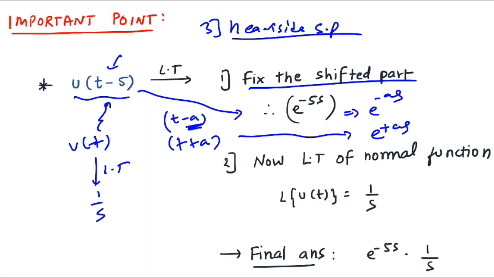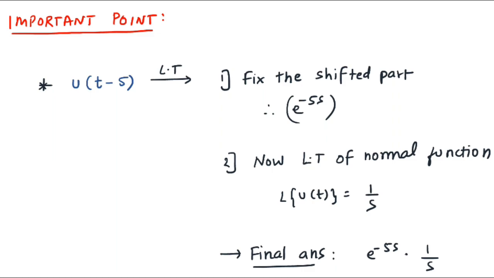So if it is t minus a, then the power of e would be e raised to minus as, and if it is t plus a, the power of e would be e raised to plus as, right? I guess the first part is clear. Moving to the second part.